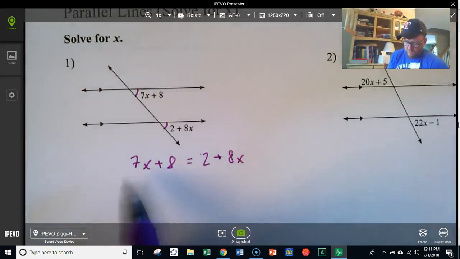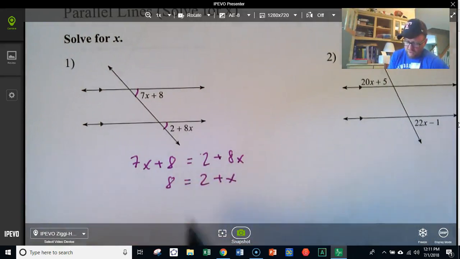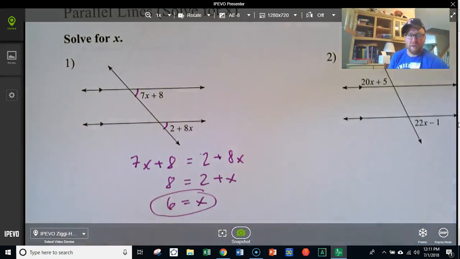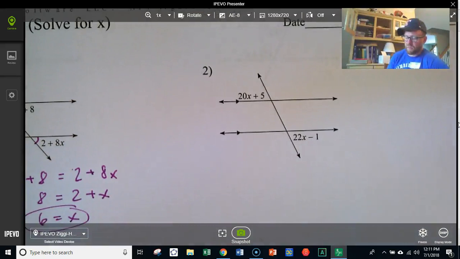So let's see. I will take 7x from each side. 8 equals 2 plus x. I'll take 2 from each side. 6 equals x. And we're done. And they're all going to be pretty much like this. I'm going to go through them kind of quick.